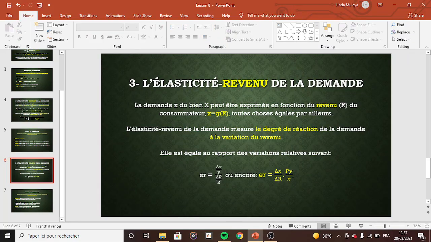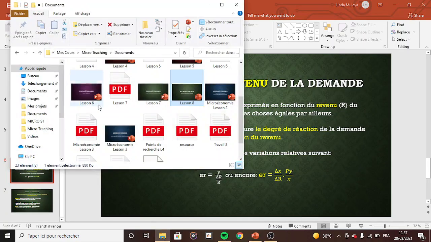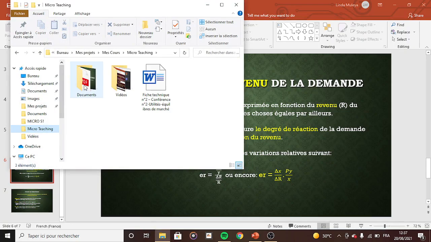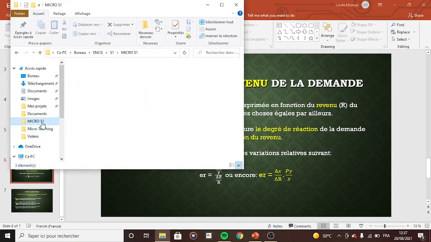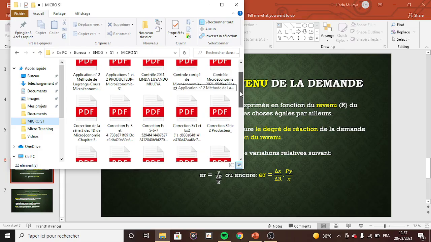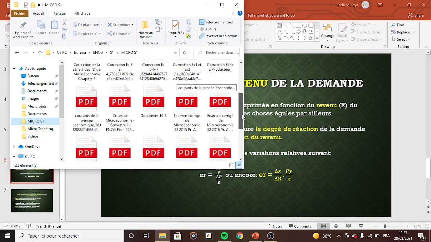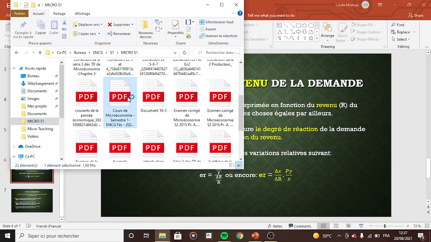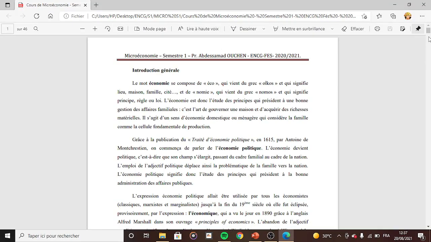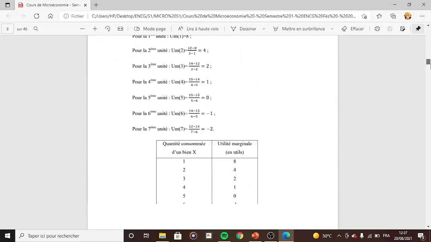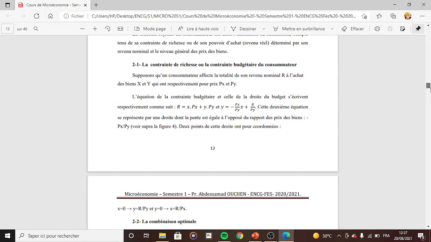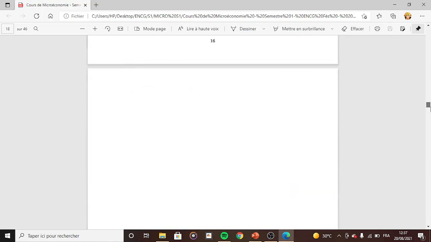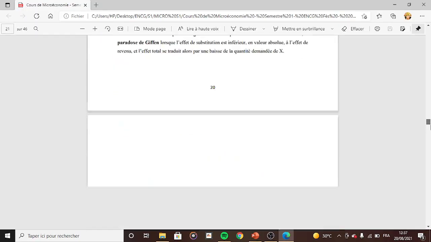Alright, so this part here, I want to confirm if I put in the correct formula. I may have forgotten to change something. Let's see. So just a moment.